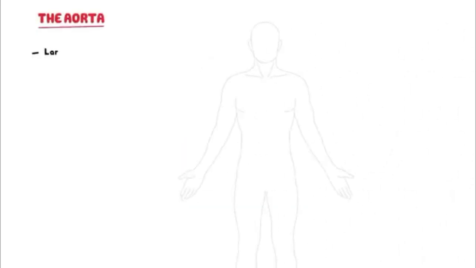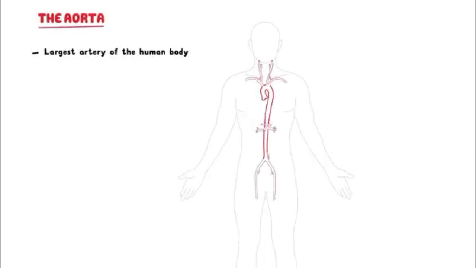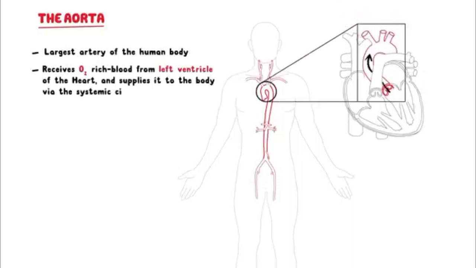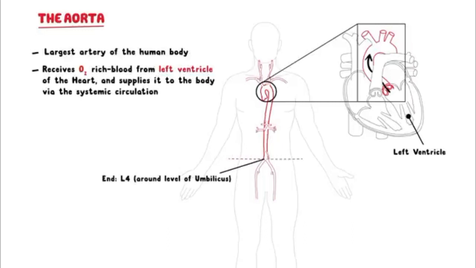The aorta is the largest artery in the human body, and arguably one of the most important. It receives oxygen-rich blood from the left ventricle of the heart and supplies it to the body via the systemic circulation. The aorta begins at the left ventricle and terminates at the level of L4, around the level of the umbilicus, and supplies a number of major arteries and vital organs.